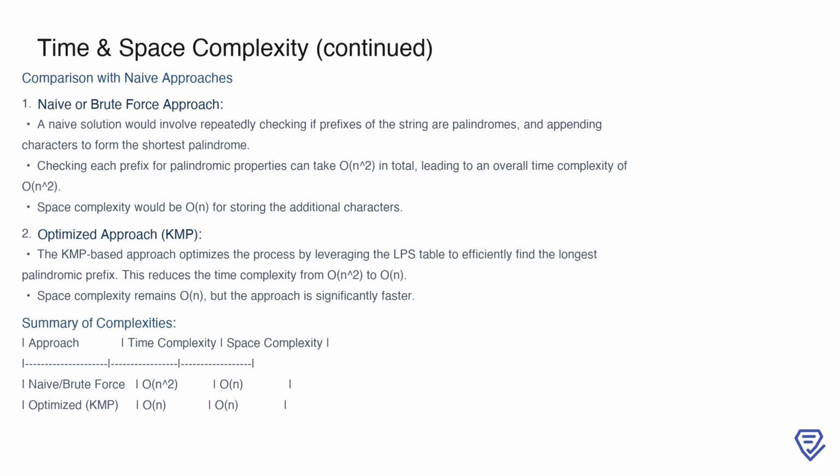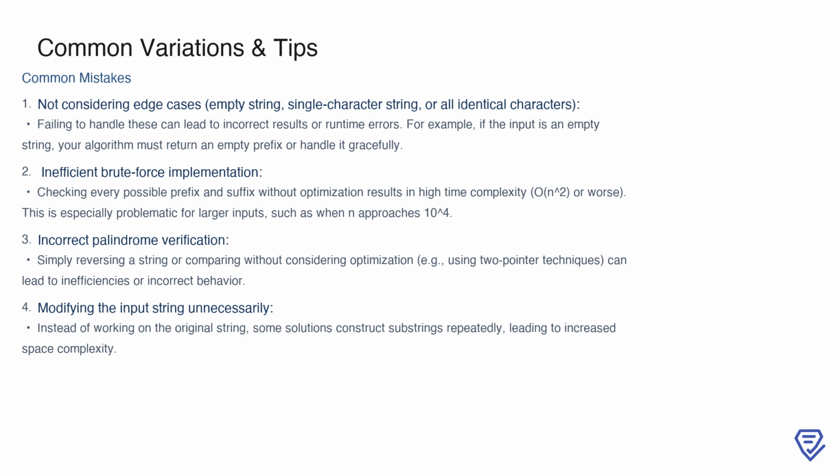a clear improvement overall. When solving the shortest palindrome problem, there are several common mistakes to watch out for. First, edge cases like an empty string, a single character string, or strings with all identical characters are frequently overlooked. These cases might seem trivial, but failing to handle them can lead to runtime errors or incorrect results. For instance, if the input is an empty string, your algorithm should gracefully return an empty prefix without unnecessary computation.